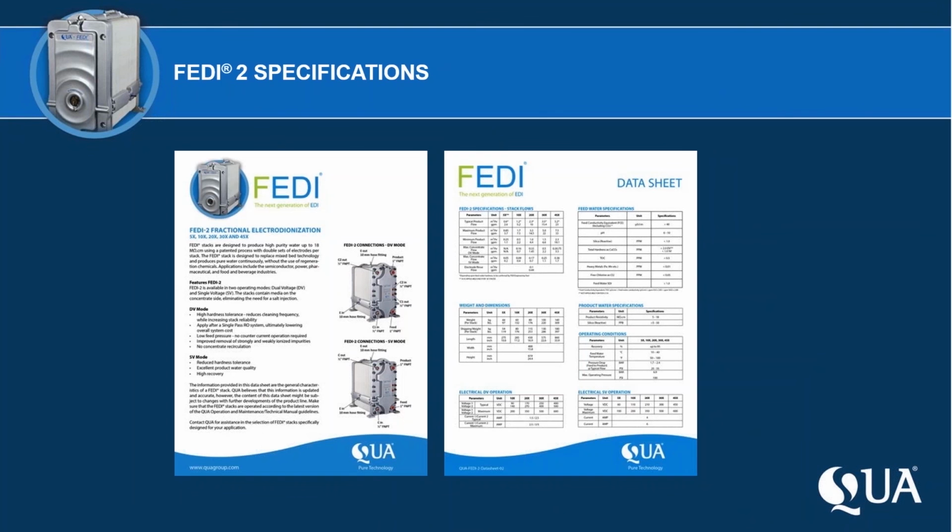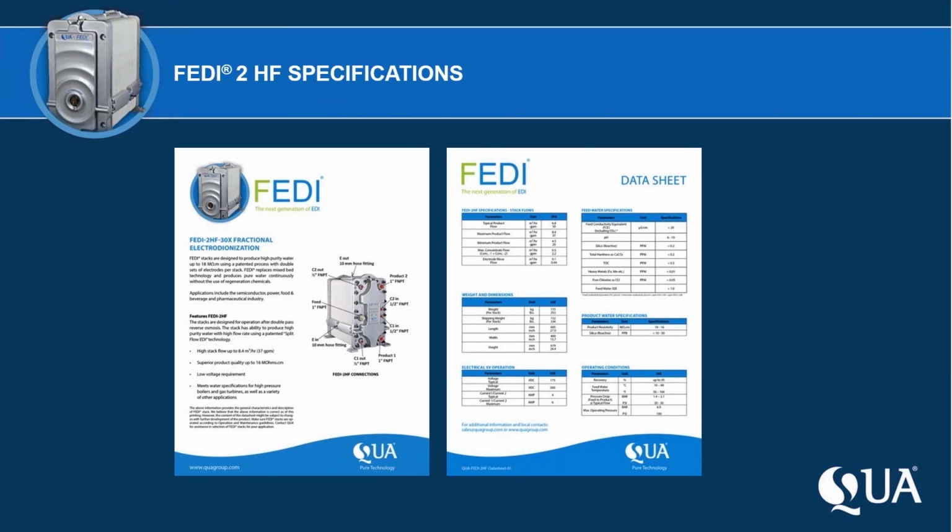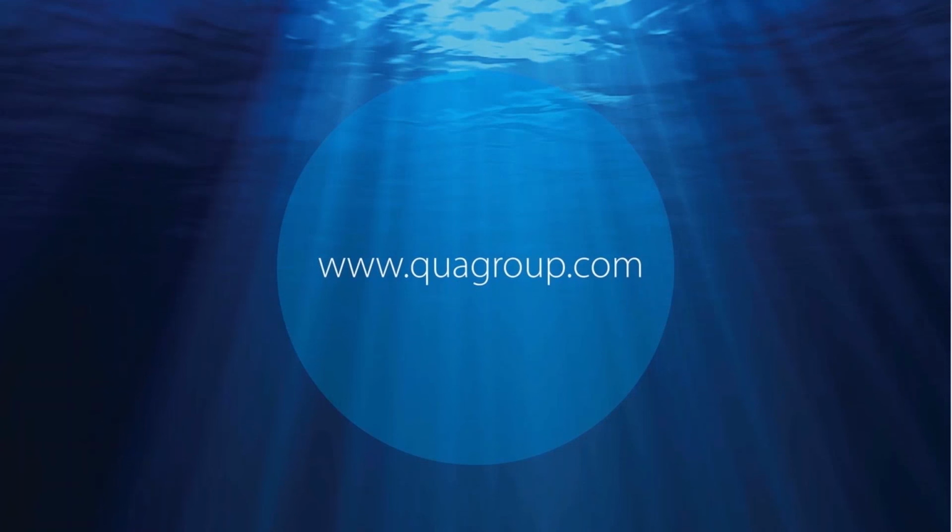Quick cut sheet. This is a Fedi 2 spec sheet. It's on our website, and you can certainly download it and get the details. It's a little difficult to read on the presentation. And then we have the high flow, as I discussed. Very smart design here. We're running on a 2-pass RO. You can double your flow. Very economical, very smart design.